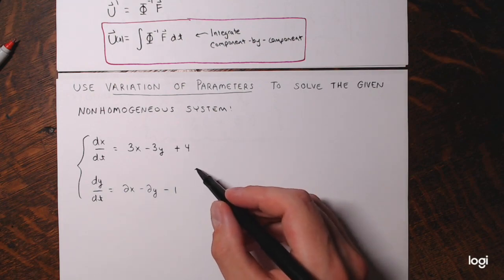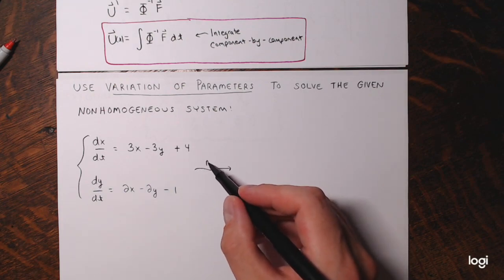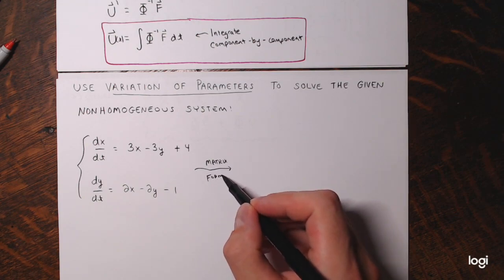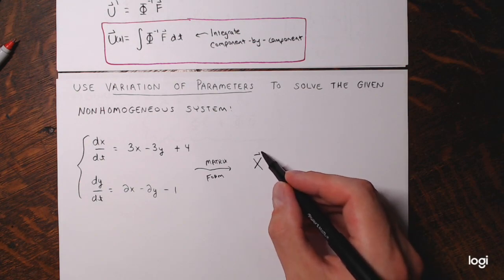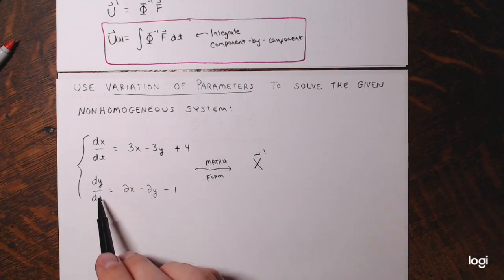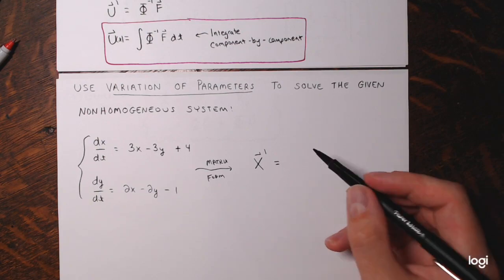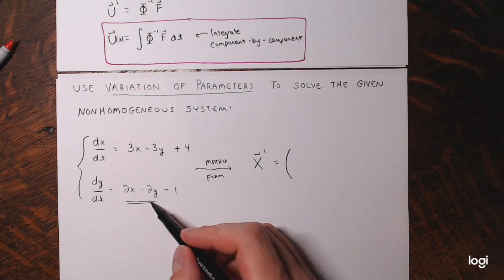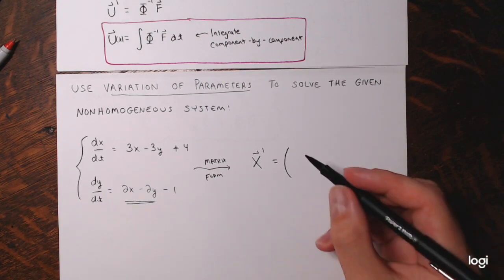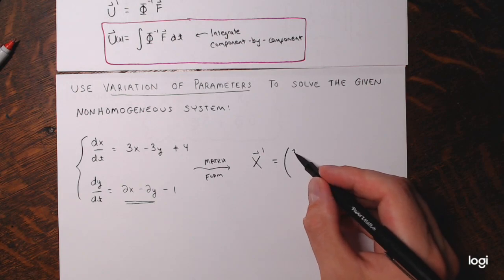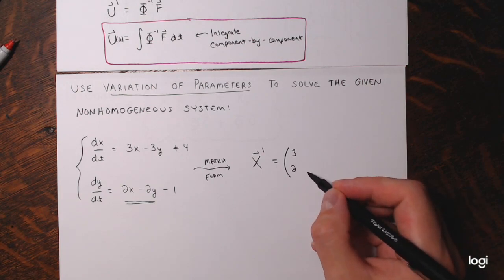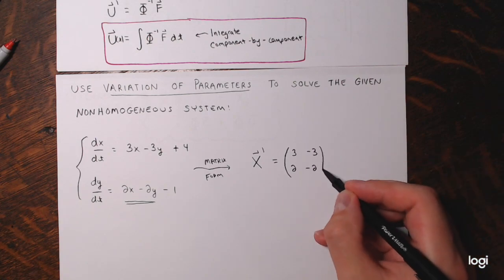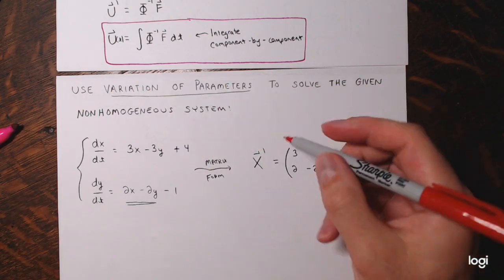I think it would be easier to start off by looking at this as a matrix equation. Putting this in matrix form, where I have vector x prime, made of components x prime, y prime, equals some matrix where this matrix has the coefficients of x and y. So I'm just looking at the x and y terms here. Down the first column, the coefficients of x, 3 and 2. Down the second column, the coefficients of y, -3 and -2. So that's the matrix A.